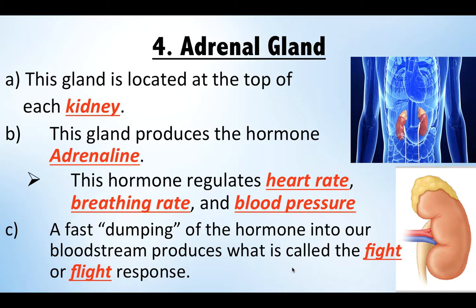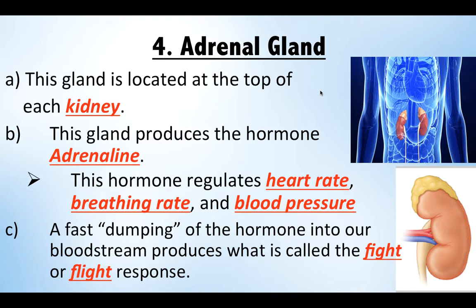So this gland, as you can see in these pictures, it is a gland right on top of the kidneys. And so we have two adrenal glands, just like we have two kidneys. They're on top of each kidney. And what this does is this gland produces the hormone of adrenaline. This hormone regulates heart rate, breathing rate, and blood pressure.